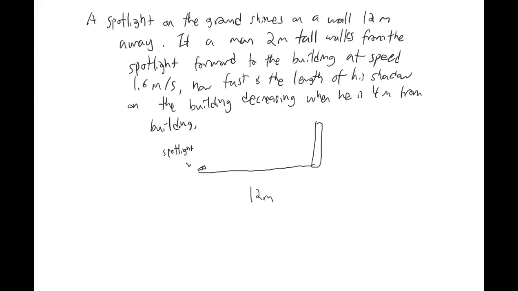You have a guy, he's 2 meters tall, and he's walking towards the spotlight, right? At a speed of, so we can make a triangle here. So let y equal the height of his shadow. So he makes a shadow of himself. This is y. Sorry. Let me draw this better. So let's make the wall bigger.